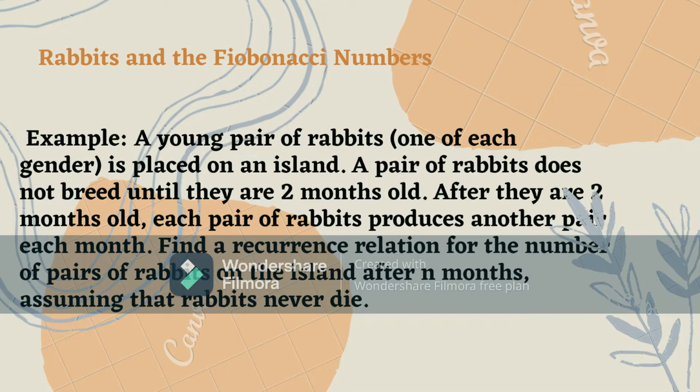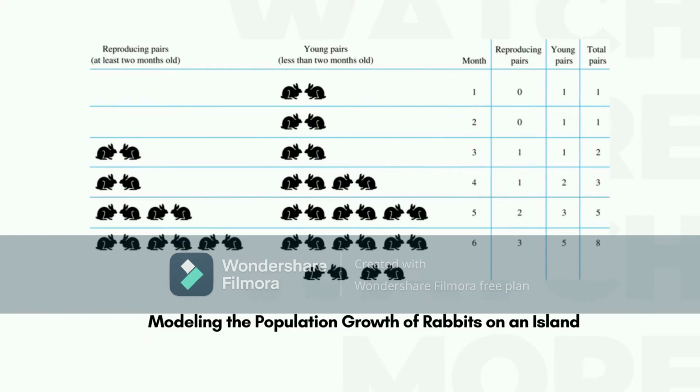So in this case, by modeling the population growth of rabbits on an island, it states that for the first 2 months, a pair of rabbits does not breed, which means that the number of reproducing pairs in the first 2 months is 0. As we can see from the diagram below, the first 2 months the reproducing pair is 0, whereas the young pairs for the first 2 months is the same, which is 1 pair.